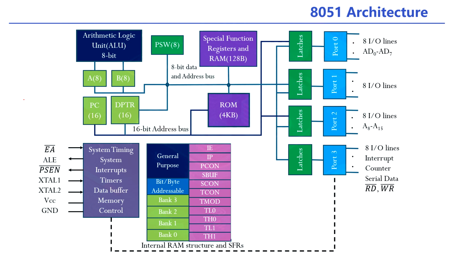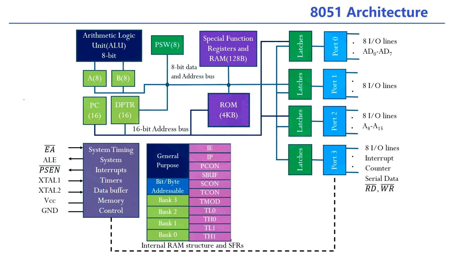Now we will see the summary of the 8051 architecture. The internal architecture of the 8051 microcontroller. At the heart of the microcontroller, we have the arithmetic logic unit or ALU, right? Which performs all arithmetic and logical operations. It works closely with two important registers, the accumulator A and register B, right?